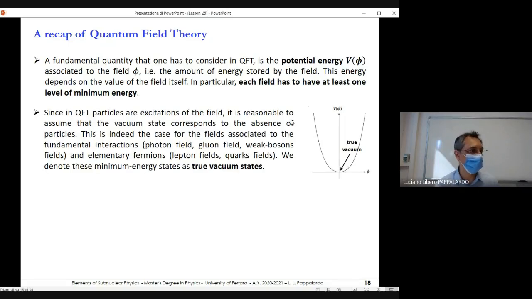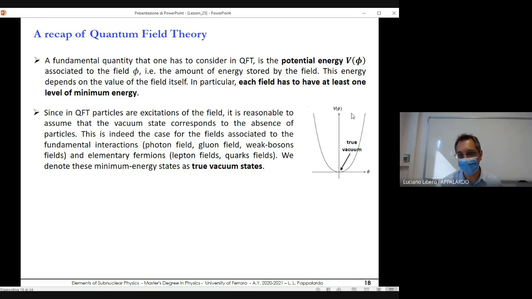But this can be realized in different ways, okay? Let's consider the most common way. So since, as we said, in quantum field theory, particles are excitations of the field, it is reasonable to assume that the vacuum state corresponds to the absence of particles, so to the absence of excitation, right? If you don't have excitation, you are in your ground state. And so this corresponds in quantum field theory to a state where there are no particles, okay? And this is indeed the case for fields which are associated to the fundamental interactions. So the photon field, the gluon field, the weak boson field, and also the elementary fermions, the lepton field, the quark field, they all behave in this way. They all have a level of minimum energy, which corresponds to non-excitation, and so to no particles.